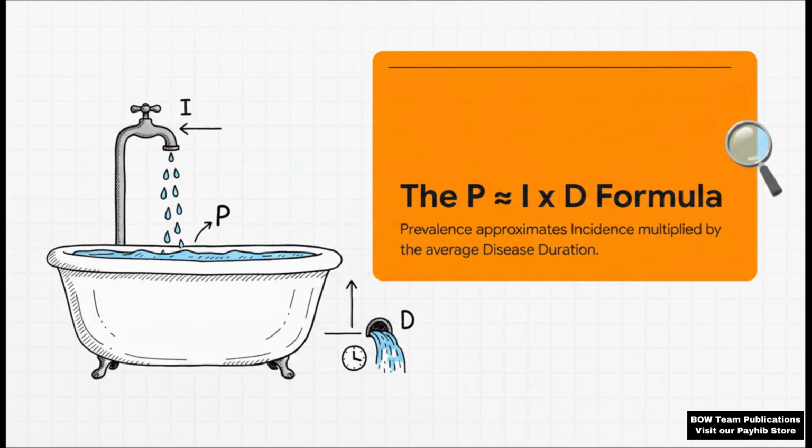The water level in the tub, P, depends on how fast the water's coming in, I, and how long each drop of water stays in that tub, D. It's simple, it's elegant, and it's incredibly useful.